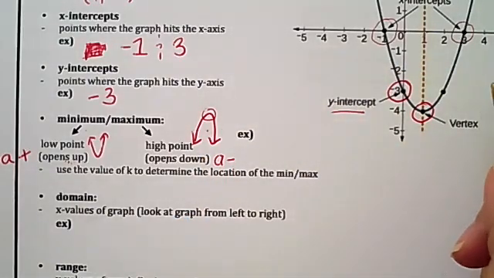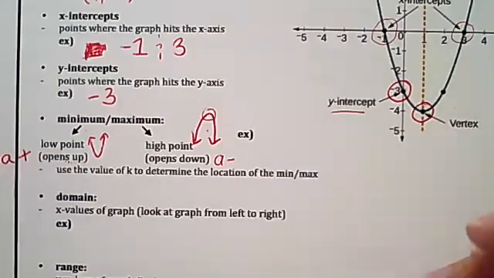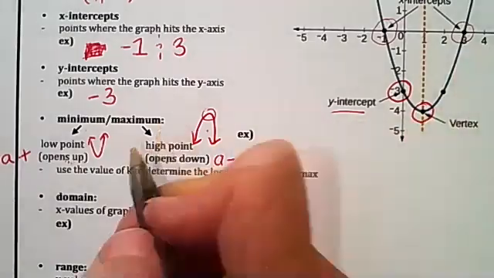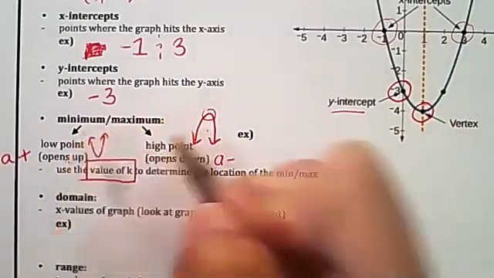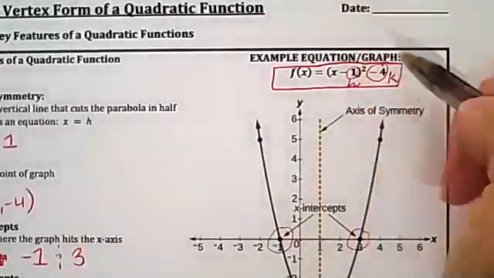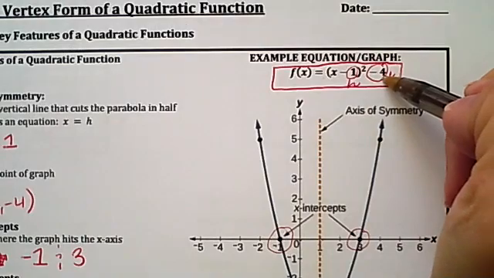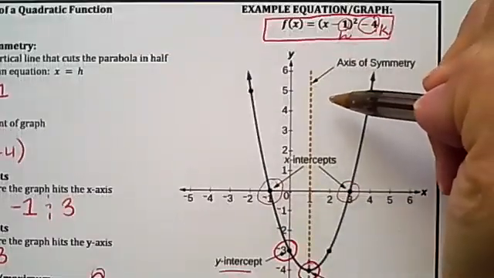So that would be considered a maximum. So not only do we say that it has a minimum or maximum, we want to say where it's located. To say where it's located, we use the value of K. For example, let me go up here. K was -4, right? So we would say that this equation has a minimum at -4.